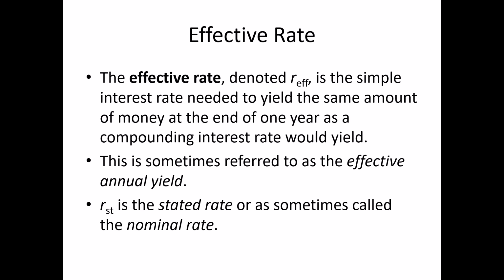R with the subscript of ST is the stated rate, or sometimes called the nominal rate. This is normally what is told to you when you are working with compound interest calculations. They normally give you this stated rate or nominal rate. Sometimes people may even refer to this as the annual yield, the annual percentage yield, or the annual percentage rate.